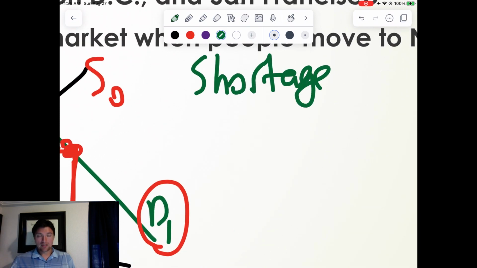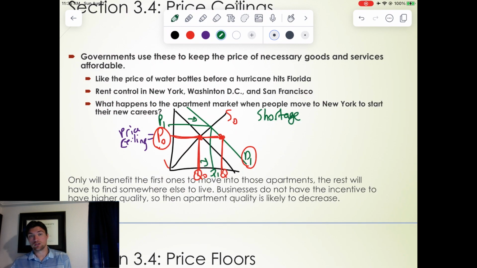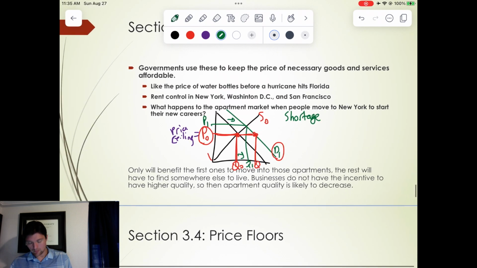Now, when we're talking about rent control and we're talking about shortages, what does that mean? Well, that would mean you don't have enough apartments. And if you don't have enough apartments and you have more people, what does that mean? Homelessness will be increasing. So that is one argument against having something like rent control, is that it will only benefit the first ones to move into the apartments, right?